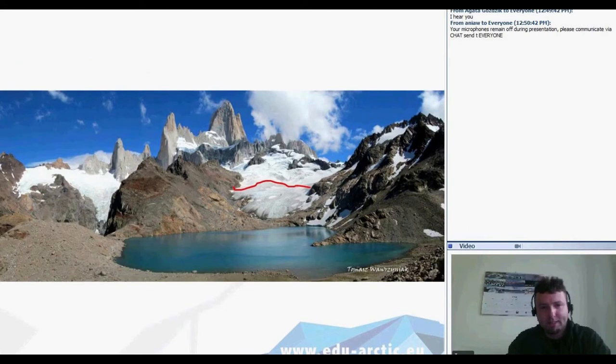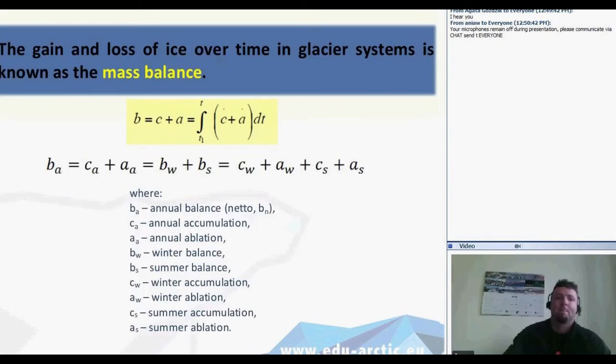Here is the other example. Two glaciers located next to each other, but the altitude of the snow line is not, it's never a straight line. The gain and the loss of ice over time in glacier systems is known as the mass balance. Here we have the equation.